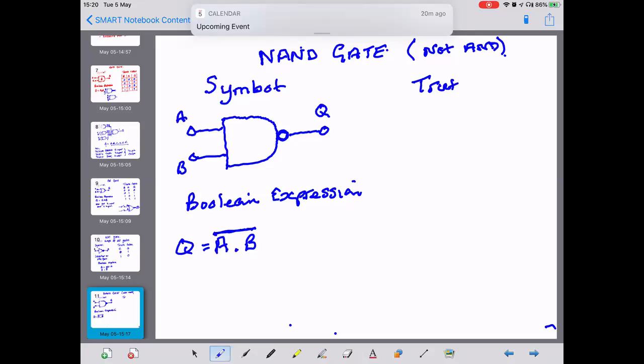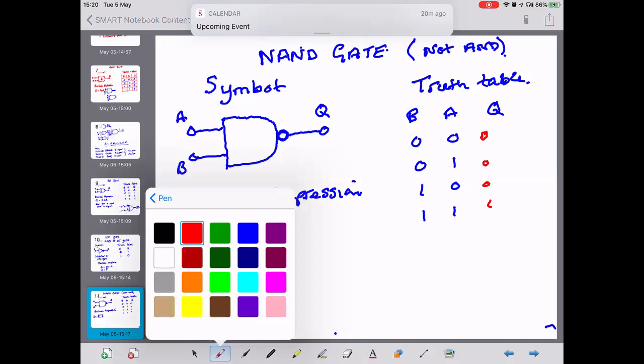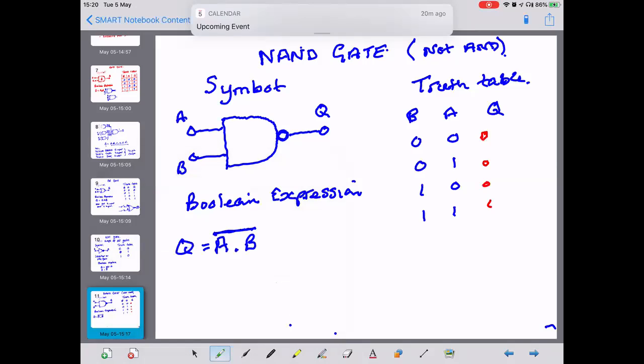Truth table. B, A, we go 00, 01, 10, 11, and the Q is exactly opposite to what you would have for an AND gate. So the AND gate output goes 0, 0, 0, 1. So the NAND gate output goes 1, 1, 1, 0. So that one is the NAND. That's the AND. Just to show you that it's the AND gate with the output inverted.